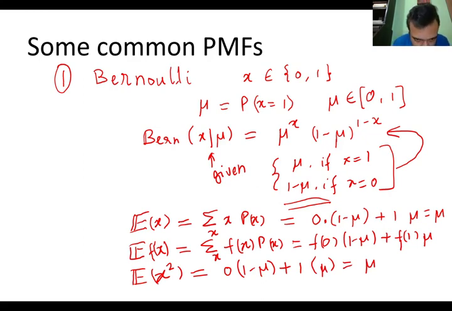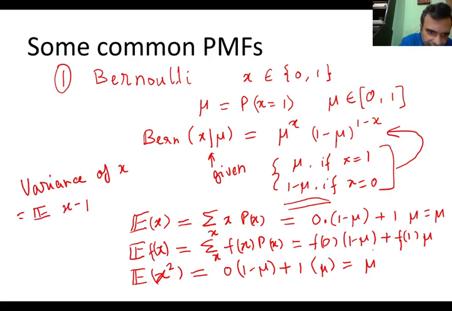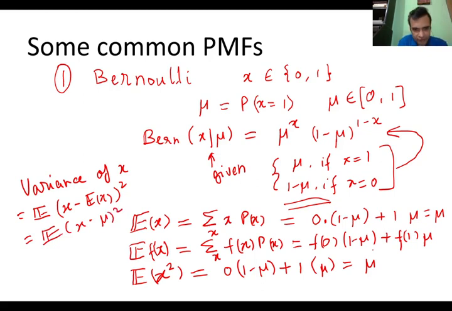Because now I can also compute variance of x. So what is variance of x? Variance of x is the expected value of x minus expected value of x, whole squared. Okay, so what is that going to be? That is going to be expected value of x minus mu the whole squared for Bernoulli distribution.